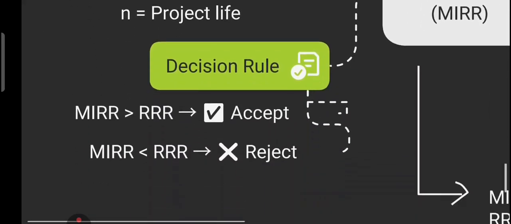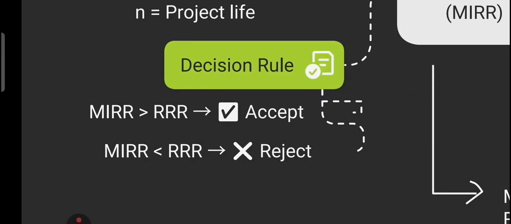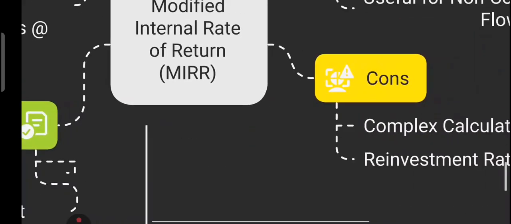Now comes the decision rule. Again, a simple thing: if MIRR is greater than the RRR, accept the project like we did in the IRR, and if MIRR is less than RRR, which is the required rate of return, then reject it. Now the question is why it is better.